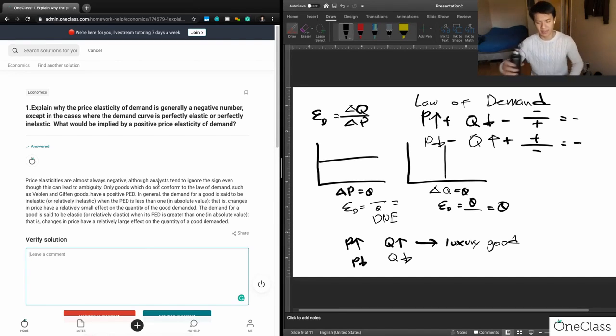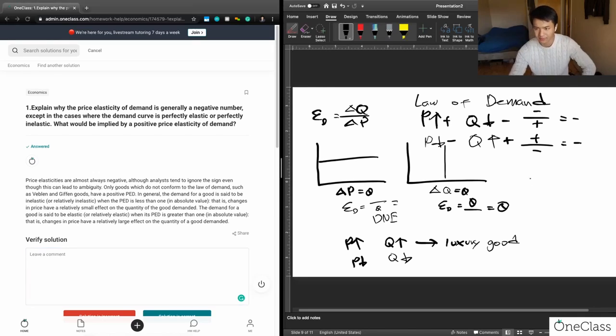The previous answer says, price elasticities are almost always negative, although analysts tend to ignore the sign, even though this can lead to ambiguity. That's true. Normally, when we talk about elasticity, we use absolute value signs. So it's going to look something like that. Absolute value would make it positive. That's just something to keep in mind. That's sometimes the notation.